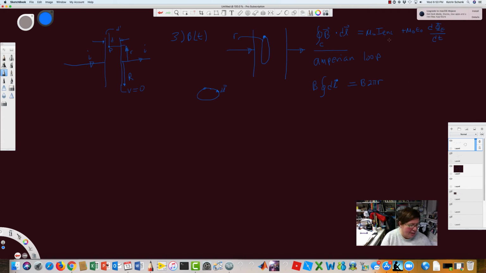Now, on this side, I don't have any enclosed current, right? This is that situation we had before. So over here, I get 0 for this term, and I have to calculate this term. So I go plus mu 0 epsilon naught times d, the change in the flux with time. All right, I mean the electric flux, sorry. Here we go, so got to put that down. Okay, so if we figure out what the electric flux is, we're done.